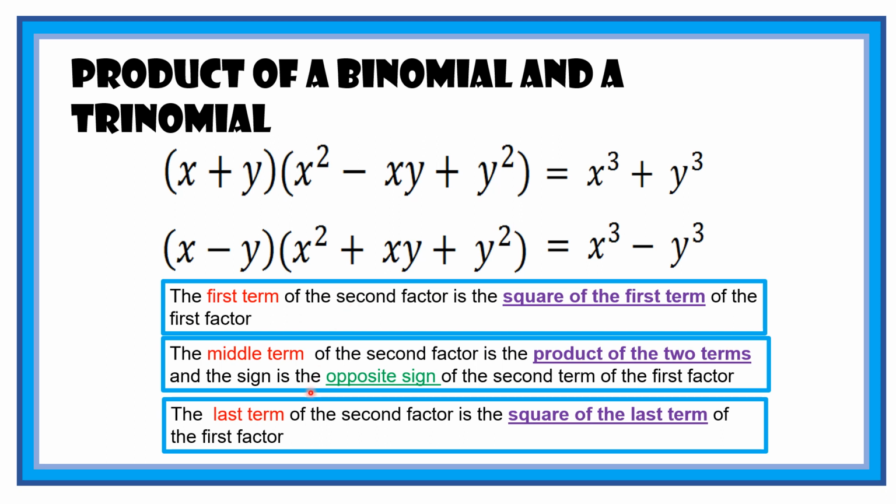Then, the last term of the second factor is the square of the last term of the first factor. So ito y squared kasi y times y ay y squared. So ang product ng quantity of x plus y times quantity of x squared minus xy plus y squared is equal to x cubed plus y cubed. Then yung quantity of x minus y times quantity x squared plus xy plus y squared is equal to x cubed minus y cubed.